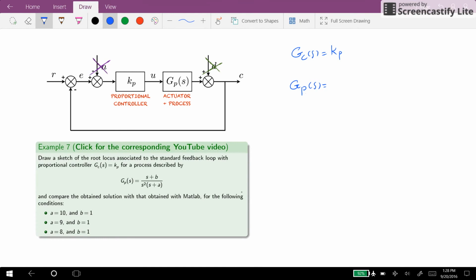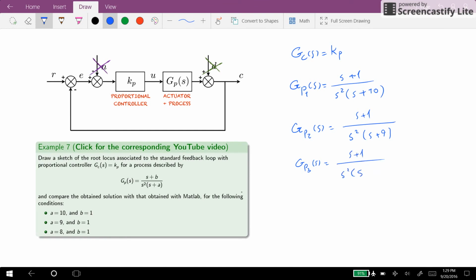So I will call them GP1 as S plus 1 over S squared times S plus 10, GP2 as S plus 1 over S squared times S plus 9, and GP3 as S plus 1 over S squared times S plus 8. But in general, GP is equal to S plus 1 over S squared times S plus A.